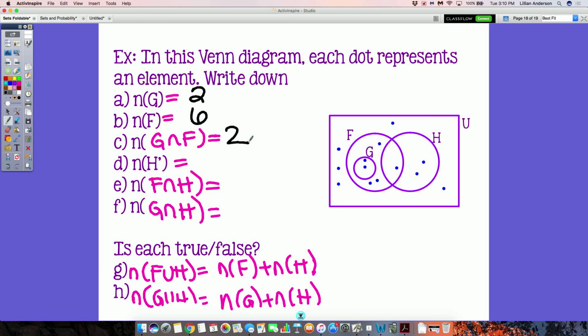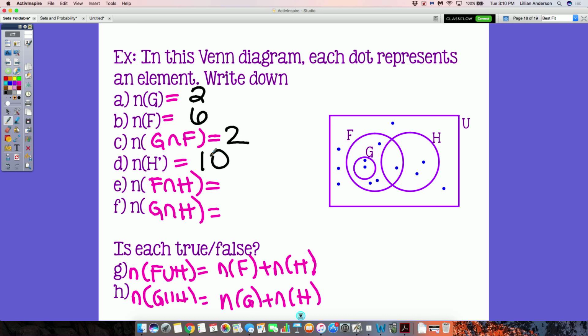Not combination. Complement. So think about it. How many? 10. It is 10. Okay, there are 10 dots that are not inside of that H circle.